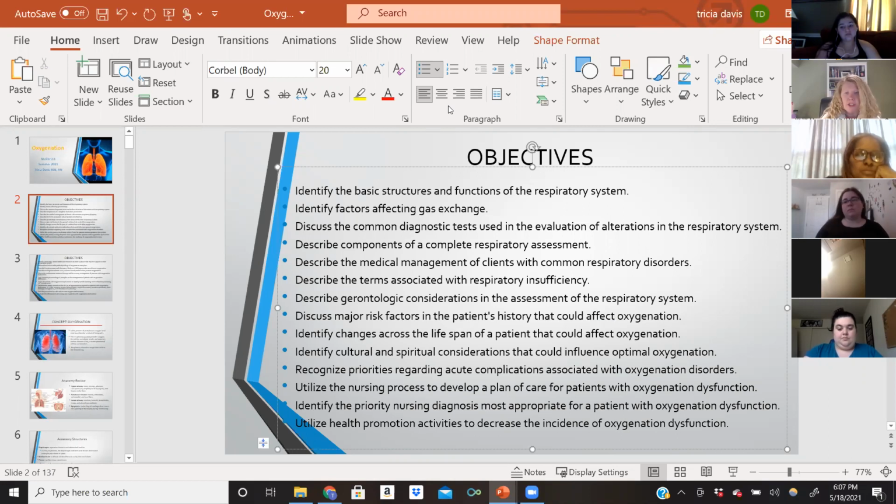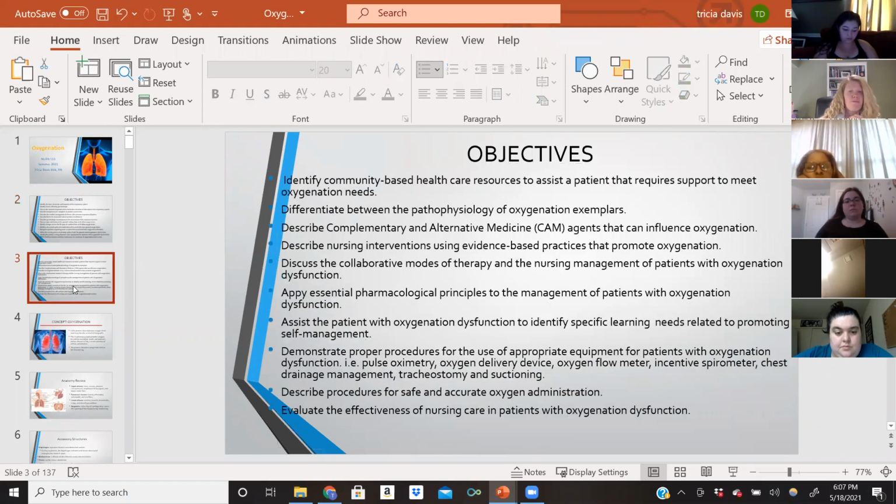influence optimal oxygenation, recognize priorities regarding acute complications associated with oxygenation disorders, utilize the nursing process to develop a plan of care for patients with dysfunction in their oxygenation status, identify the priority nursing diagnosis most appropriate for a patient with oxygenation dysfunction, utilize health promotion activities to decrease the incidence of oxygenation dysfunction. Identify community-based healthcare resources to help assist a patient that requires support to meet oxygenation needs.